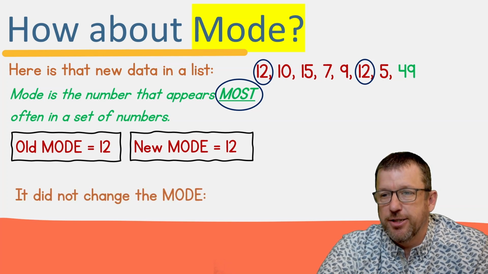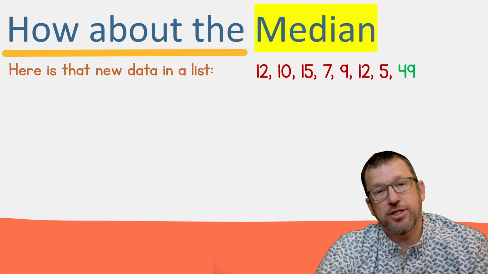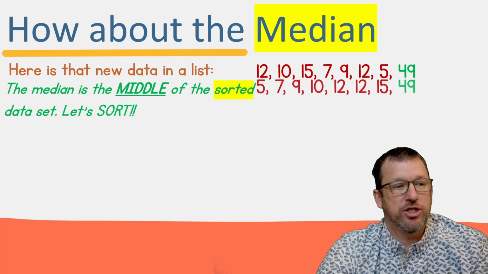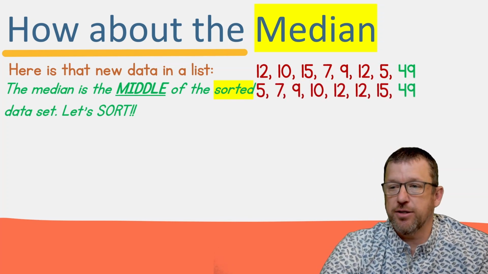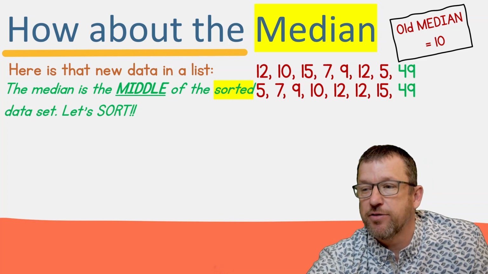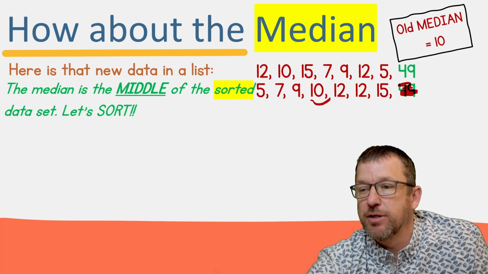Okay, so nothing changed. Now the median, yeah, this could impact the median. Let's see what happens. So the median, remember, is we take the data and we sort it. We put it in order from least to greatest, and then we find the middle. Okay, what was the median? So the original one, when we sorted it, if you cover this 49, you say the middle was 10, right?